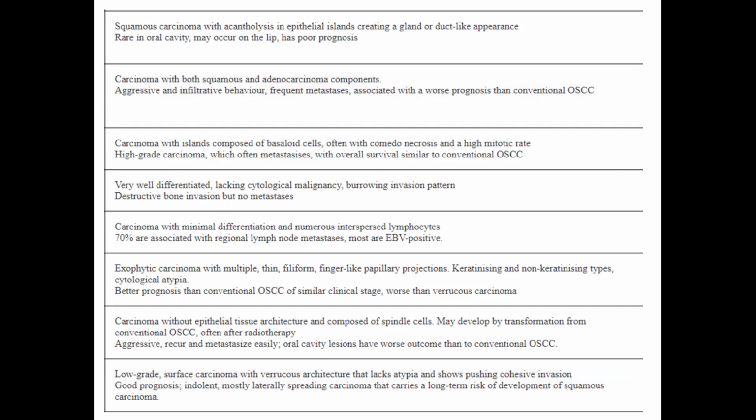Basaloid cells with comedonecrosis. Basaloid. Okay, so that's burrowing invasion. Carcinoma cuniculatum. Perfect. Okay, next, with lots of lymphocytes. Lymphocytic. Lymphoepithelial carcinoma. Next one is exophytic with finger-like papillary projections, better prognosis.